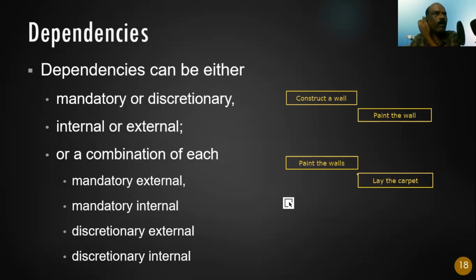Sometimes you are waiting for the land to be handed over to you, the building to be vacated to you, and then you can demolish it. So these are all external dependencies. So in your project, most of the dependencies will be internal, but you also will have certain external dependencies.